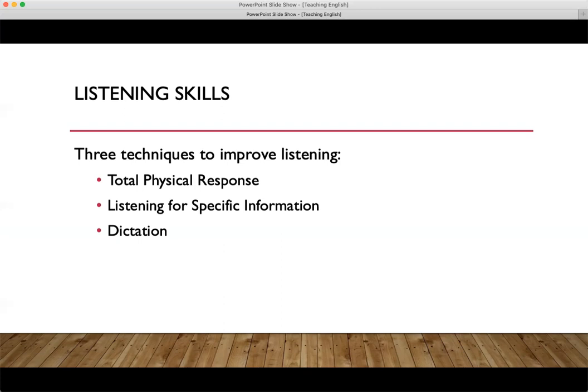The questions to that paragraph could be: where did Susan and her husband go? What is her husband's name? What did they buy for dinner? And last, how did they get home? Dictation is the last technique here. When a learner writes what the teacher dictates, they accomplish two language learning objectives.